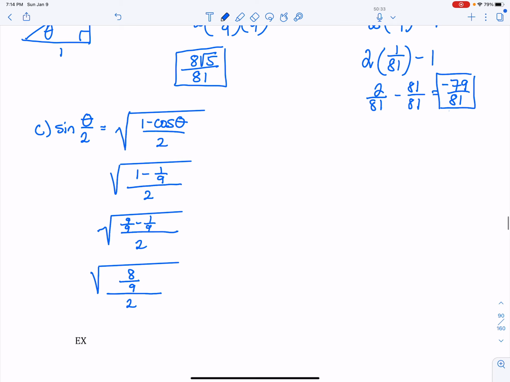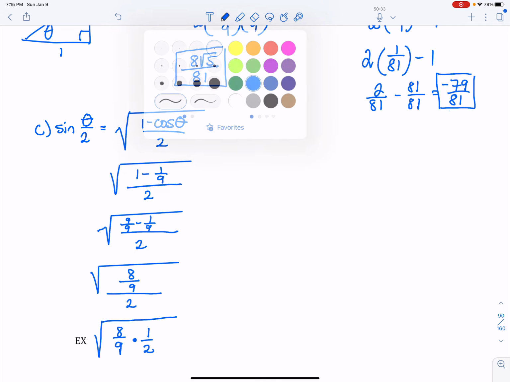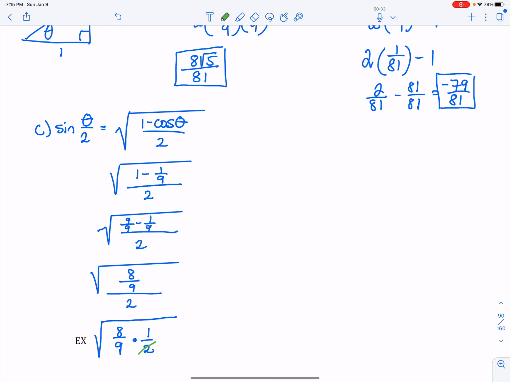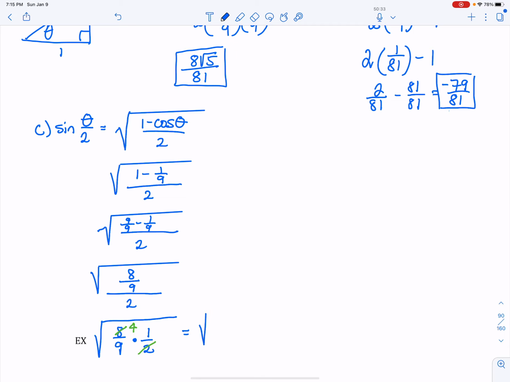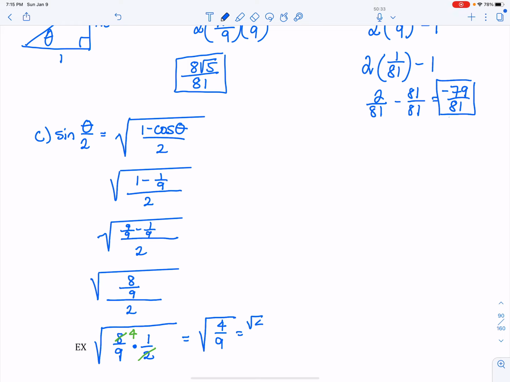Okay, working some more. I'm going to take it down here, and I'm going to turn this into multiplication. So 8/9 times 1/2. Okay. So if I reduce this down, I can say 2 goes into 8 4 times. So I now have underneath the radical 4 over 9. Now breaking that up, I get square root of 4 over the square root of 9, which equals 2/3. So my answer for part C is 2/3.